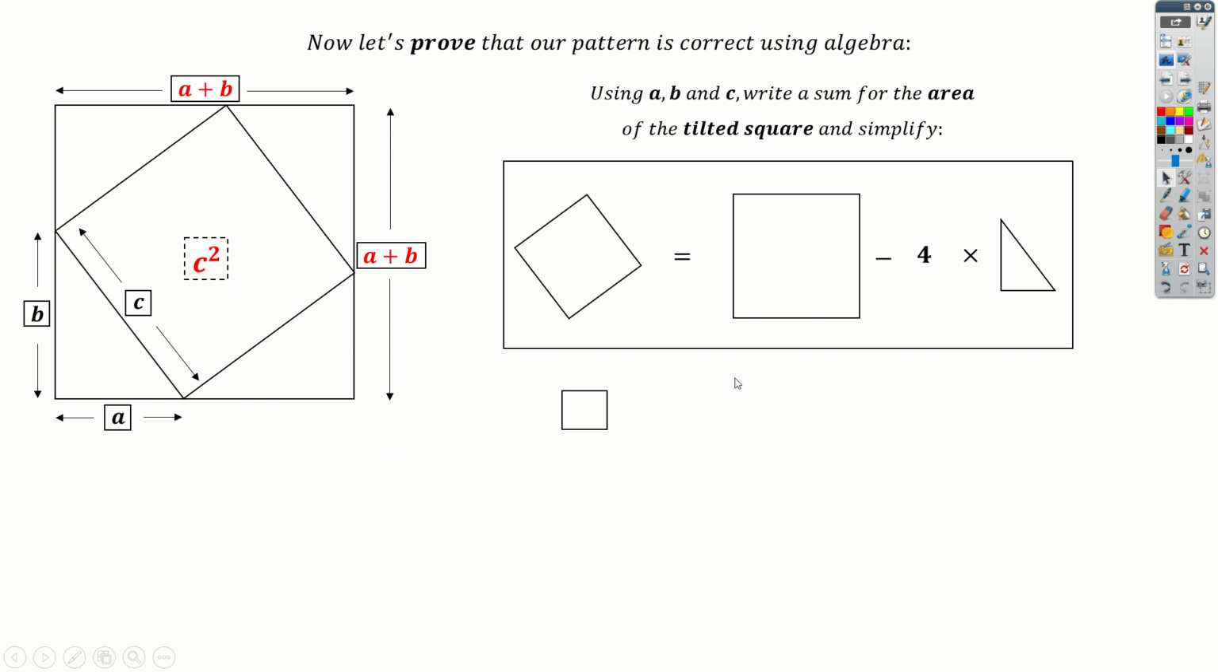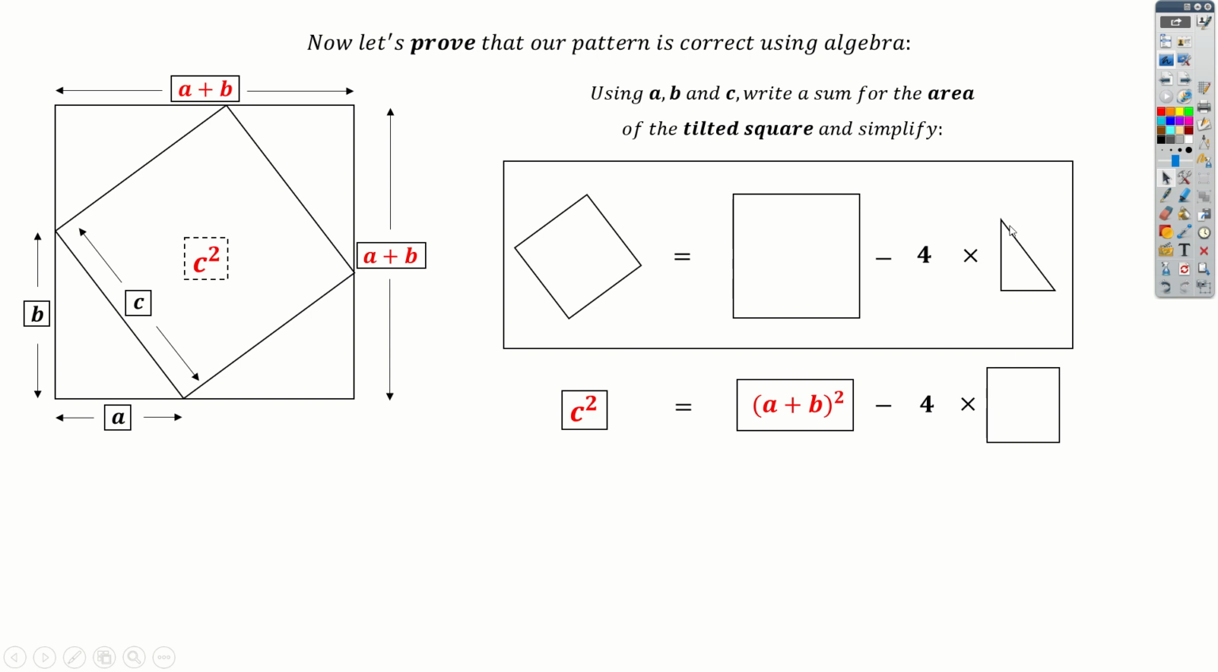So let's fill in what we know about these things. The tilted square, what's the area? Well, we've worked that out a minute ago. That was C squared. Okay, you can fill that in the box. The big square, well, the big square is a plus b on this edge and another a plus b on this edge. So when I times these two things together, it's going to look like this, a plus b squared, because you're multiplying it by itself. Then it's minus 4, because there's 4 triangles.